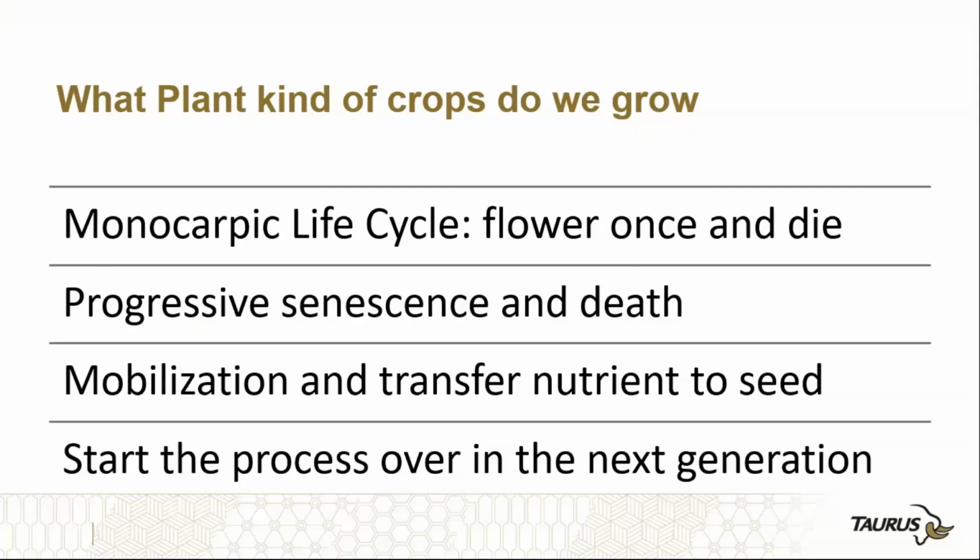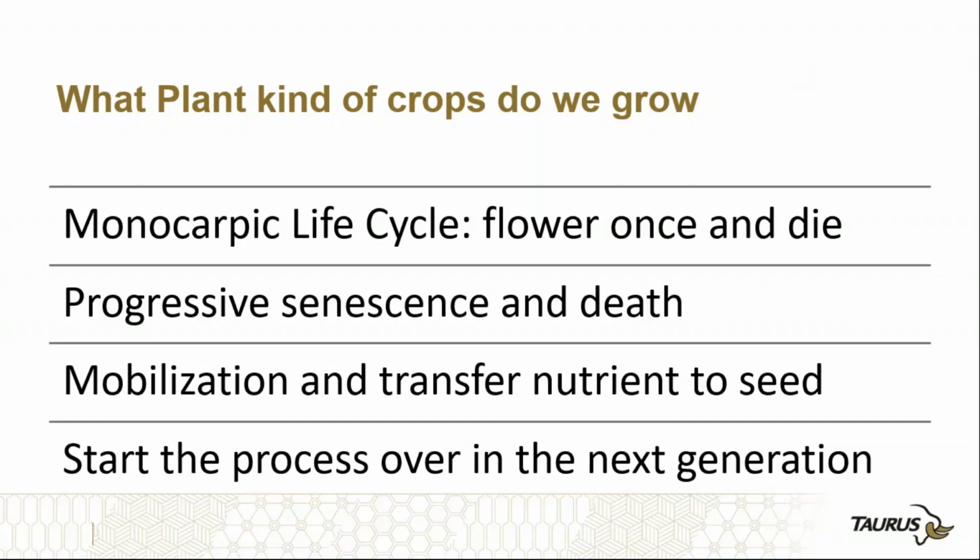So let's get going. Some general things. The plants we are growing are annual plants. They flower once and they die. And throughout the life of this plant, it's all heading towards producing seeds. So there's progressive senescence until death. And then as the plant dies, it mobilizes and transfers its nutrients to the seed.